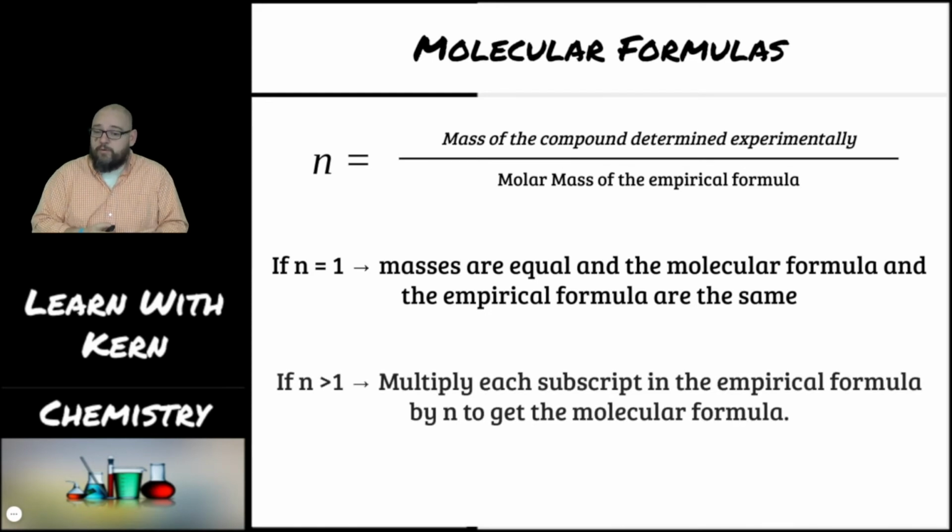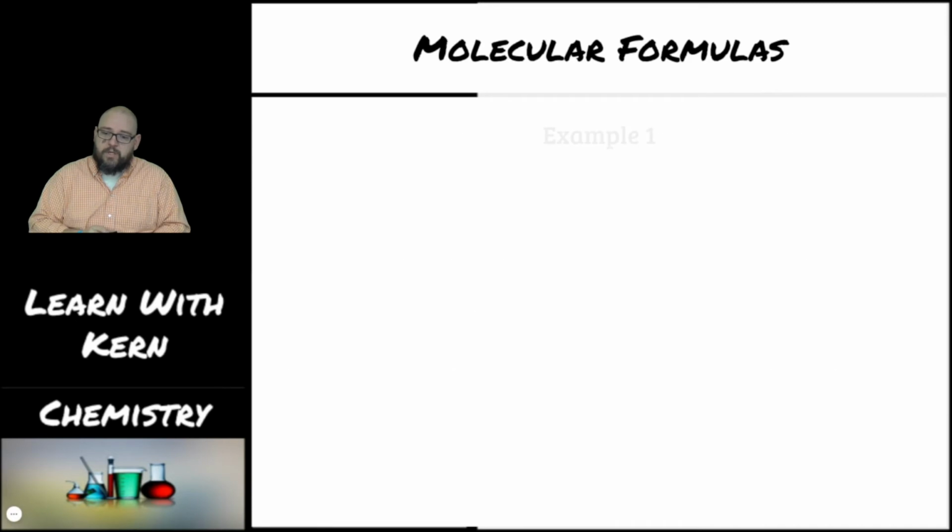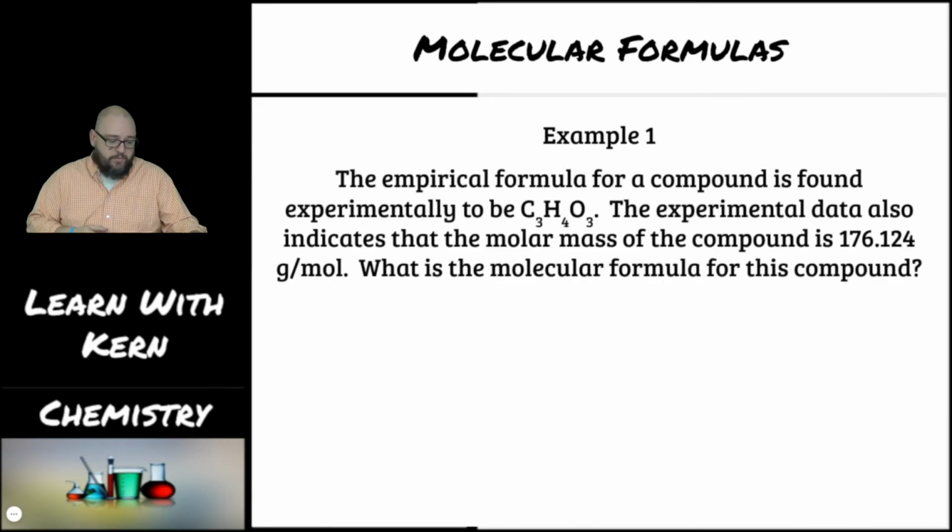If n is greater than 1, you're going to have to multiply each subscript in the empirical formula by n to get your molecular formula. So let's look at an example. If the empirical formula for a compound is found experimentally to be C3H4O3, the experimental data also indicates that the molar mass of the compound is 176.124 grams per mole. What is the molecular formula for this compound?